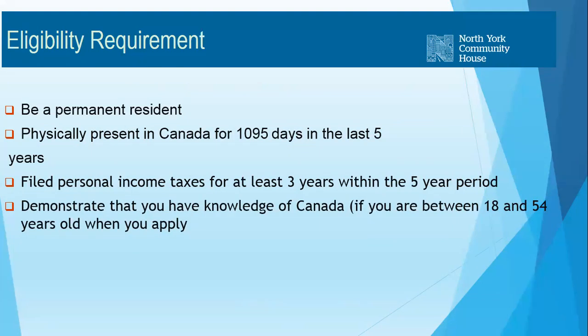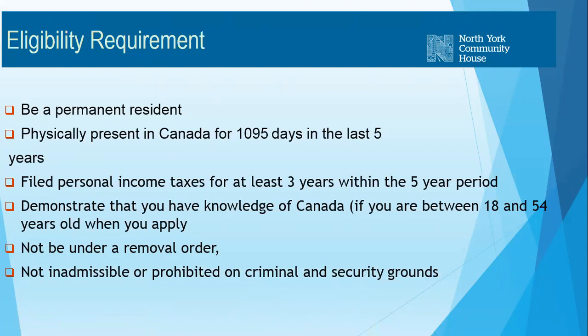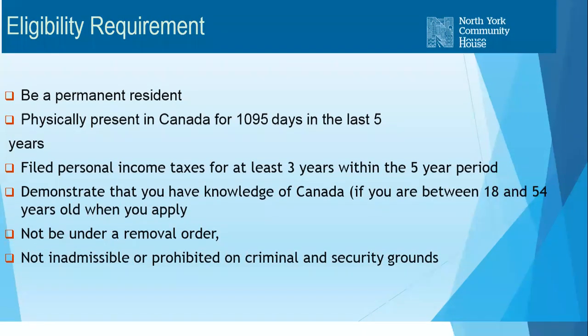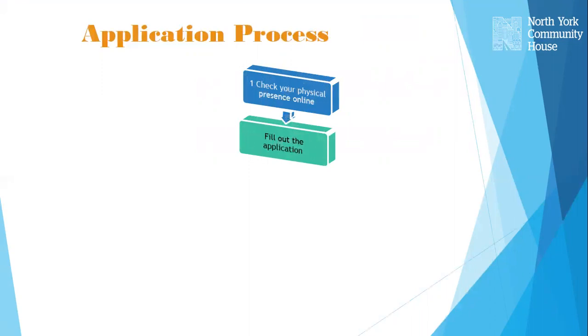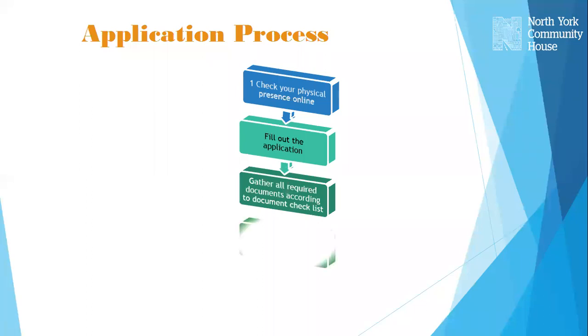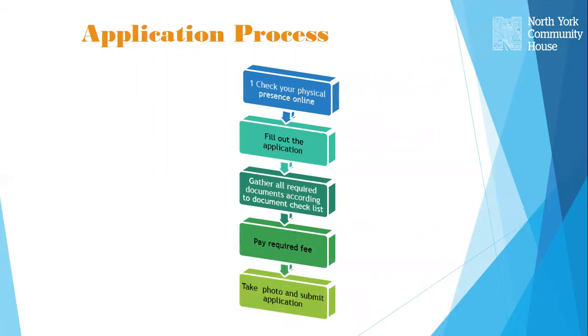So if you're 18 years old and over, until 54 years old, you have to pass a test for Canadian citizenship. You should not be under a removal order or inadmissible or prohibited on criminal and security grounds. So, after determining that you are eligible through a residence calculator, fill out the application, gather documents in accordance with the document checklist, pay your fees online, take your photos, and submit the application.